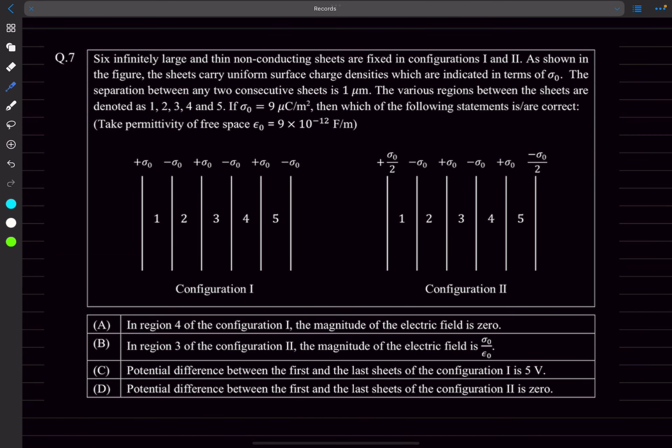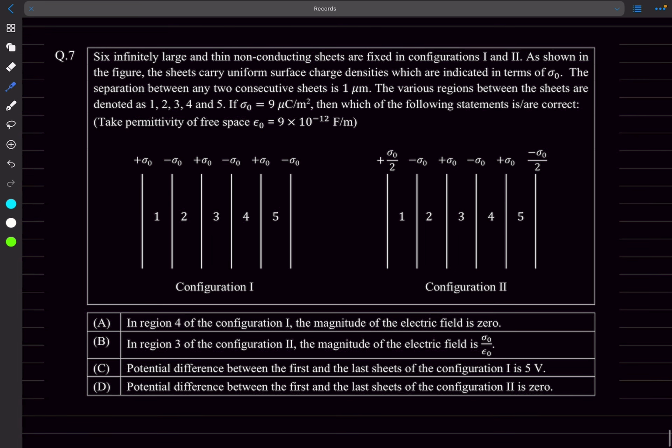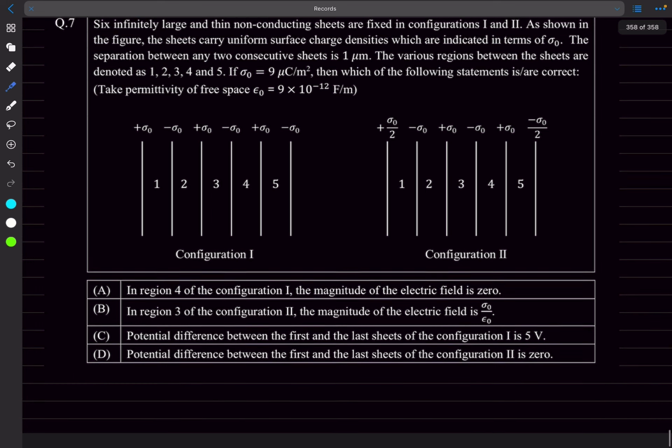So in problem 7 we have 6 infinitely large and thin non-conducting sheets that are fixed in configurations 1 and 2. So the sheets carry uniform surface charge densities which are indicated in terms of sigma naught. The separation between any two consecutive sheets is 1 micrometer. The various regions between the sheets are denoted as 1, 2, 3, 4 and 5. Sigma naught's value is given, permittivity of free space value is given. You have to choose the correct statements.